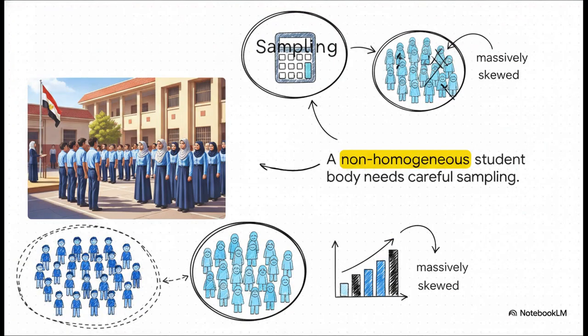So what if we hit a plot twist and our population isn't perfectly uniform? Suddenly, that simple random method kind of falls apart. Imagine a student body made up of both boys and girls. If a school has 400 boys and 500 girls, those are qualitatively different demographic groups. If you just blindly use that calculator method across all 900 students, random chance might accidentally pick a sample that's like 80% girls. And if you're polling them on something like sports preferences or school uniforms, your survey results are going to be massively skewed, simply because your sample doesn't actually reflect the real makeup of the school.